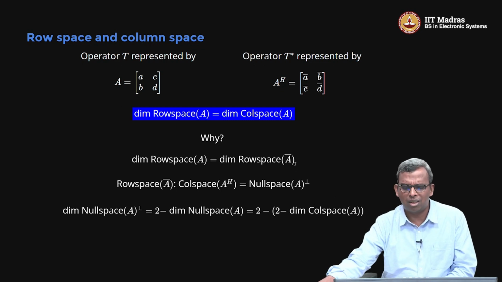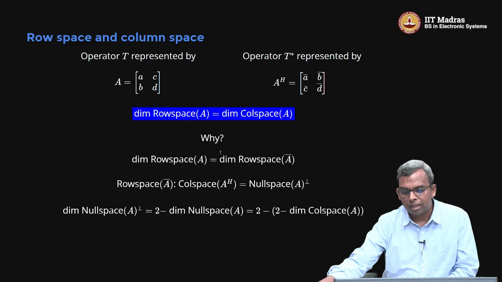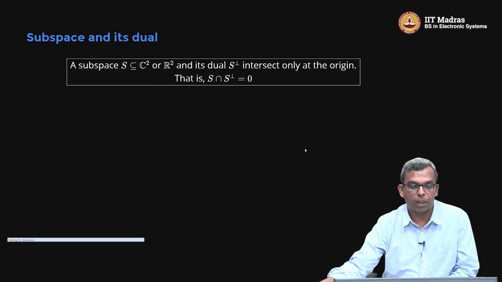So we're using the orthogonality and all that here. That's inner product and all that. But like I said, this result is true even without all this. You can prove it in a different way also. Maybe we'll see that later on. So this is row space and column space. The important thing to remember is dimension of row space is the same as dimension of column space for any matrix.